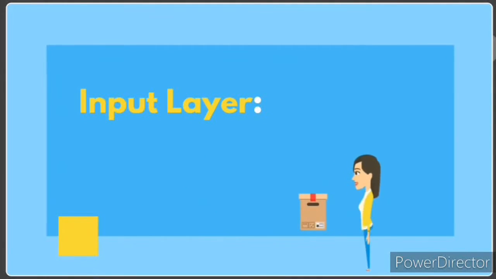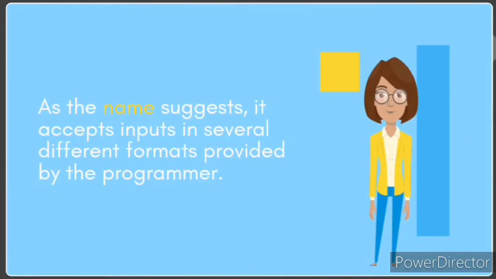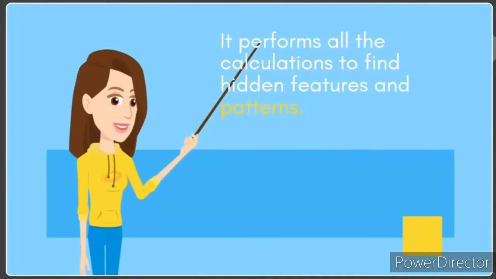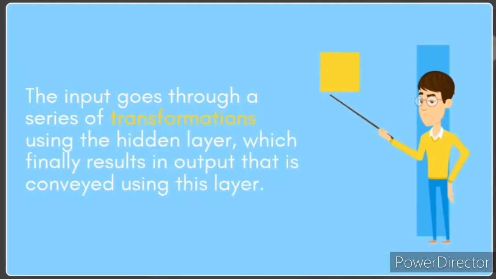Input layer. As the name suggests, it accepts inputs in several different formats provided by the programmer. Hidden layer. It performs all the calculations to find hidden features and patterns. Output layer. The input goes through a series of transformations using the hidden layer, which finally results in output that is conveyed using this layer.